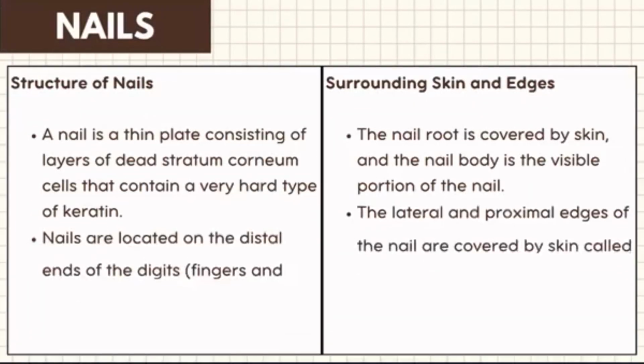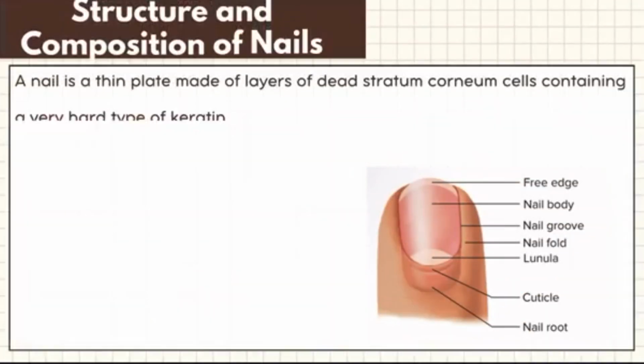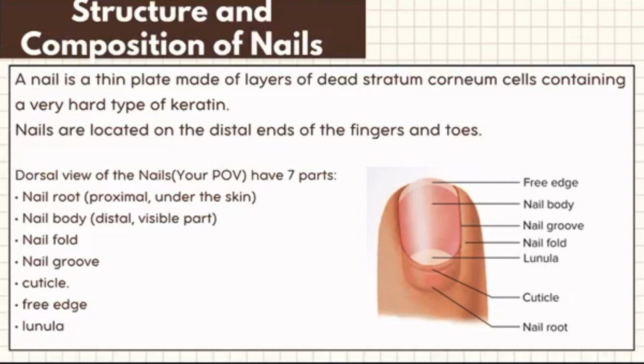So we have here nails. We all know what nails are. It is a hard protective covering made of keratin found on the tips of our fingers and toes. We have here the structure and composition of nails. It has 7 parts, which are the nail root, nail body, nail fold, nail groove, cuticle, free edge, and lunula.